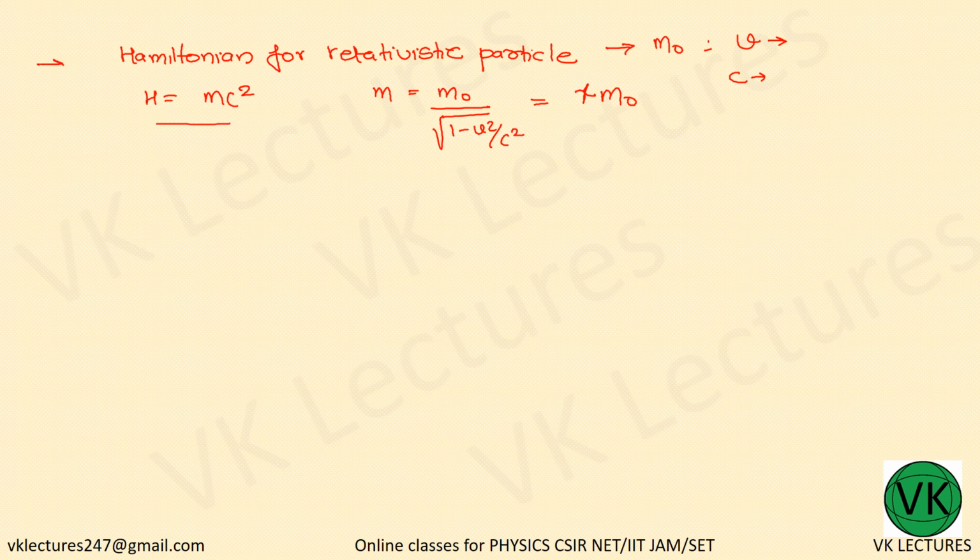Now coming to the charged particle in electric and magnetic field. For a charged particle in electric and magnetic field, we are going to write what the Hamiltonian is. In the first phase we will deal with the non-relativistic particle.